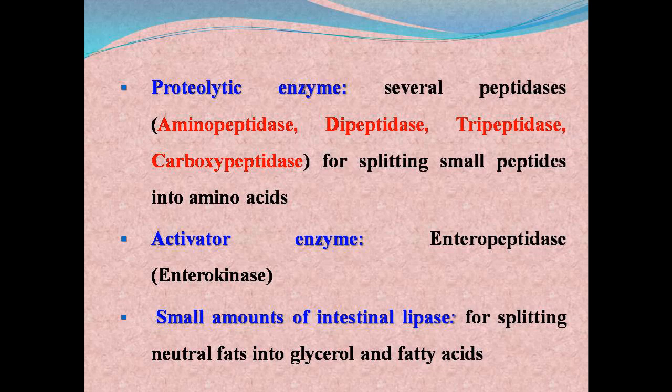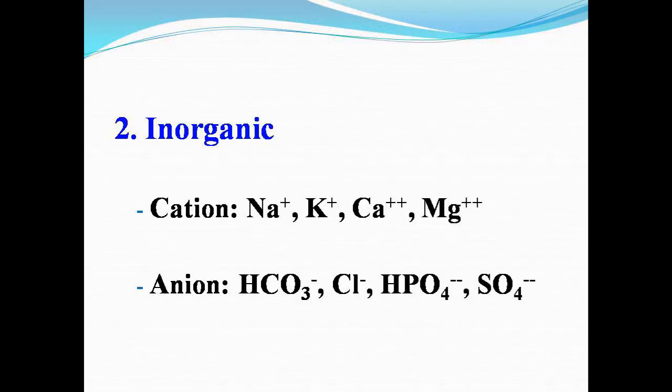Small amounts of intestinal lipase are present also here for the splitting of neutral fat into glycerol and fatty acid. Among the inorganic components, we have some cations like sodium, potassium, calcium, and magnesium, and we have also some anions like bicarbonate, chloride, monohydrogen phosphate, and sulfate.